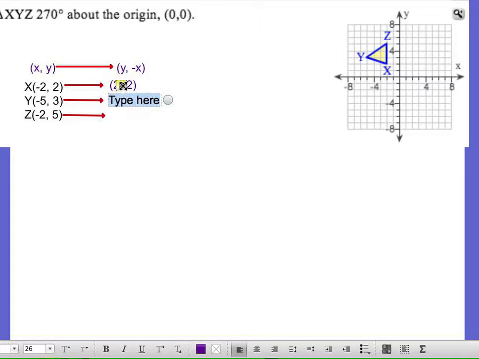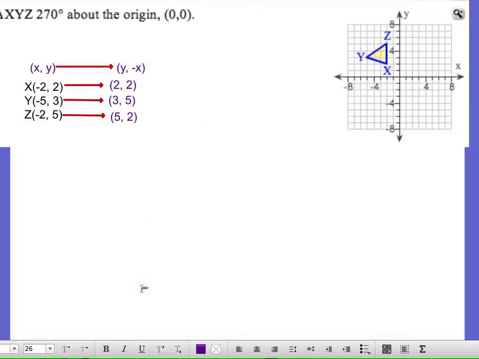Same thing for Y. We switch places. So -5, 3 becomes 3, -5. But again, the old X loses its sign. So negative becomes positive. And for Z, 5, -2, but again, the 2 has to lose its sign. Change sign, so negative becomes positive. So now we have our new coordinates.